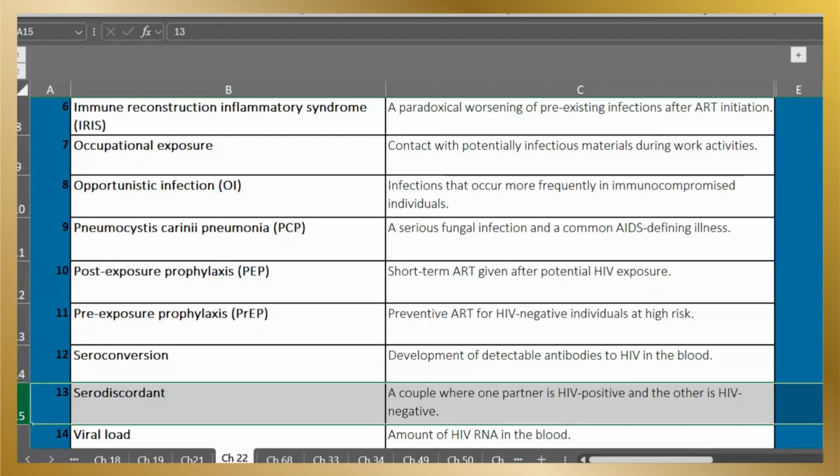Serodiscordant, a couple where one partner is HIV positive and the other is HIV negative. PrEP, ART, adherence, and viral suppression help prevent transmission.